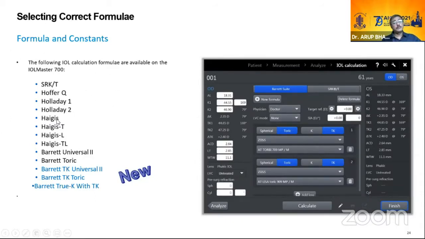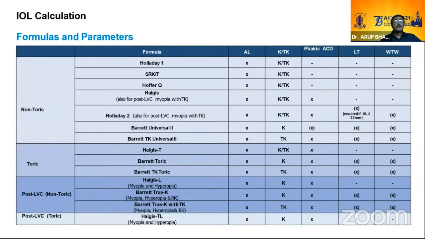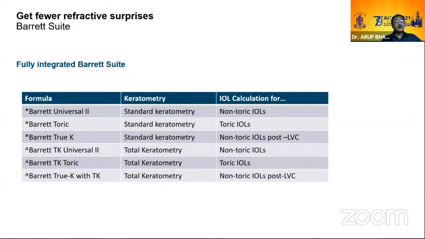And you have a galaxy of all kinds of formulas you can compare with this, and most importantly, new is that this machine gives you the Barrett TK Universal 2, Barrett TK Toric, and Barrett 2K Toric. Now, what formulas can you use with the TK? You can use Haigis, you can use TK, you can use Barrett TK, you can use Haigis-T with TK. So including the TK in the calculation gives a better result.